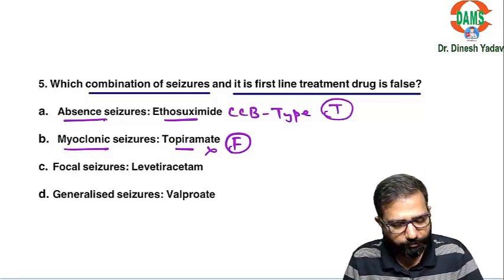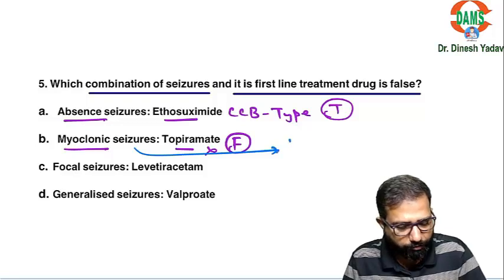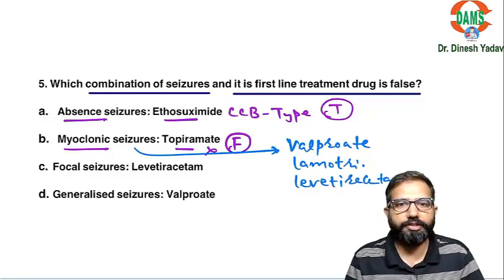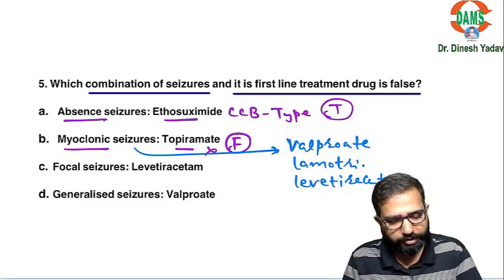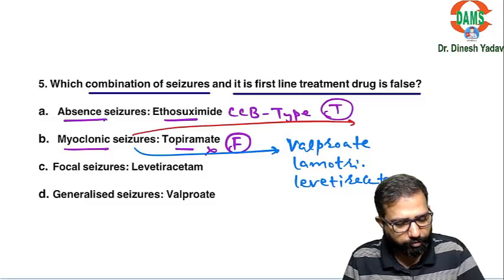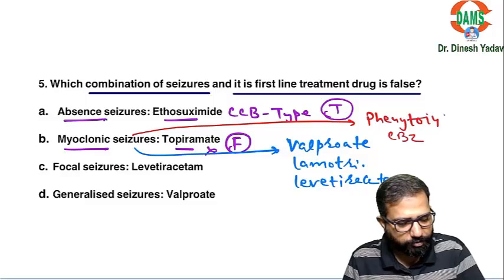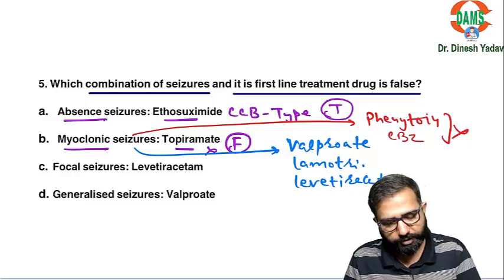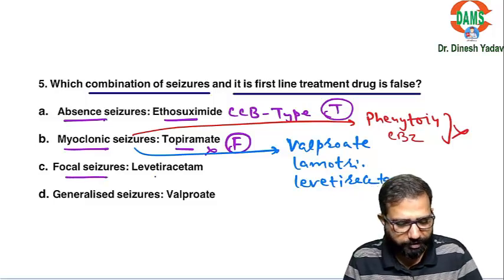For myoclonic seizure, the first line drugs are valproate, lamotrigine, and very important is levetiracetam. These are the drugs we use for myoclonic seizure. In myoclonic seizure, never use phenytoin, never use carbamazepine. These are having the paradoxical effect. Seizures may appear. Then focal seizure, levetiracetam, that is true.